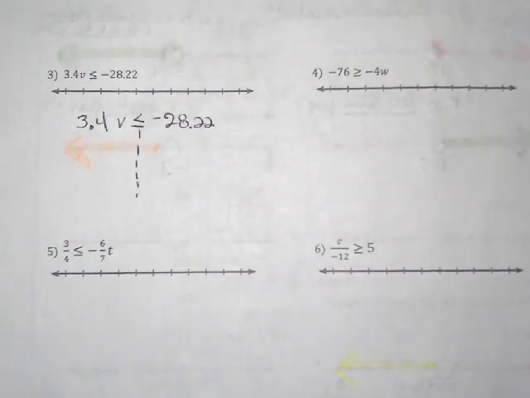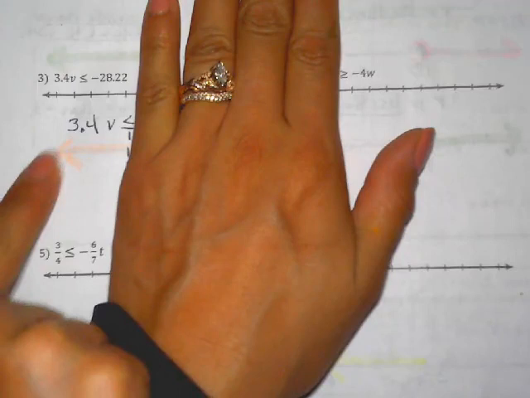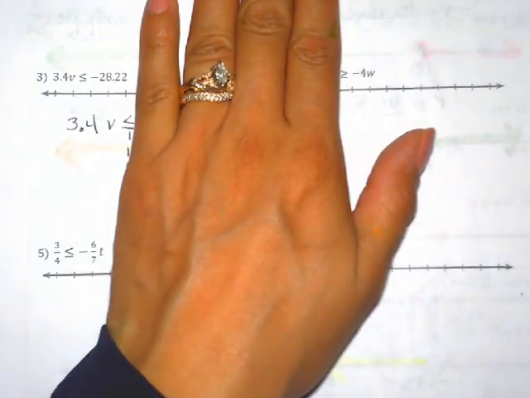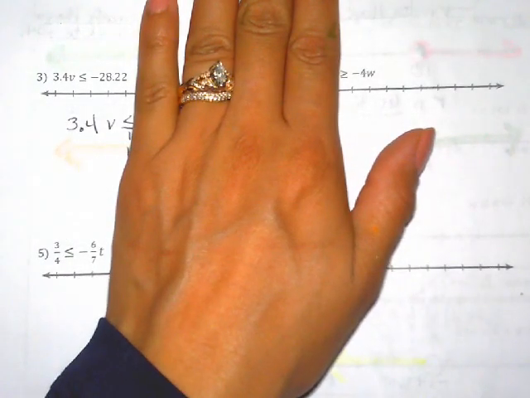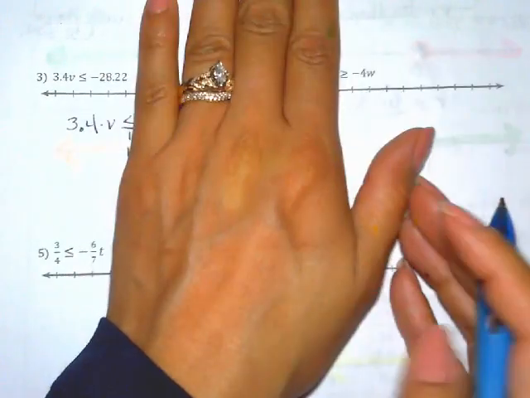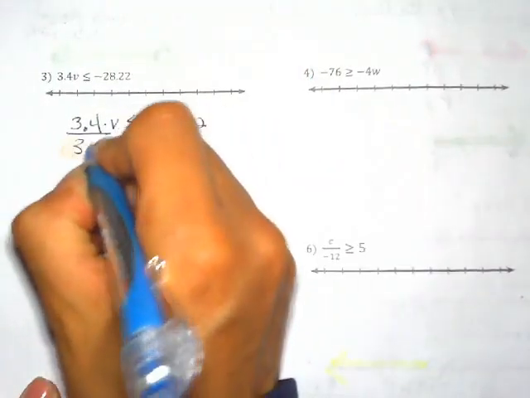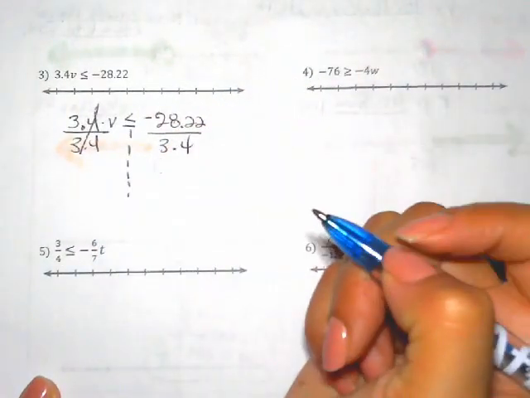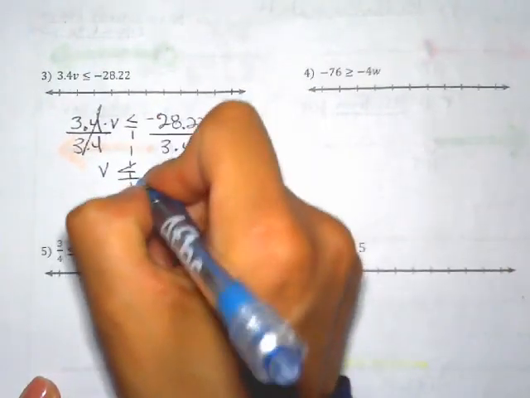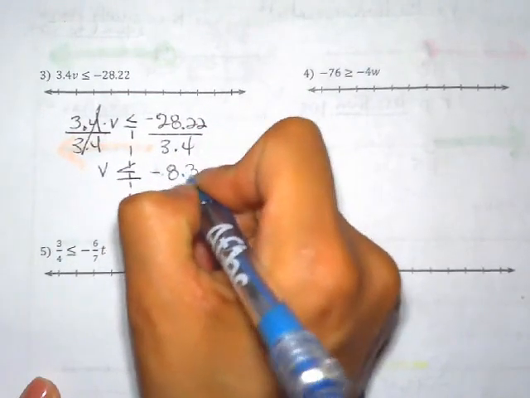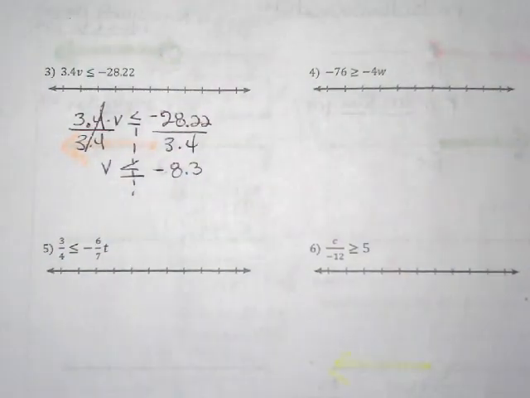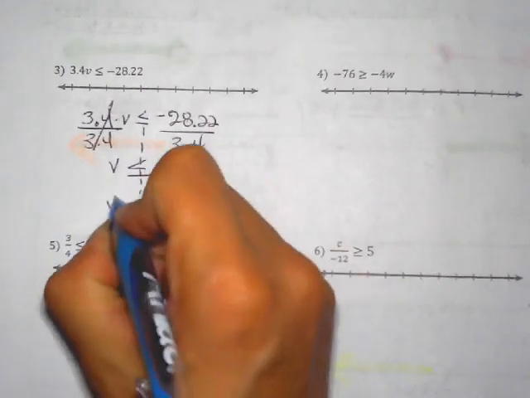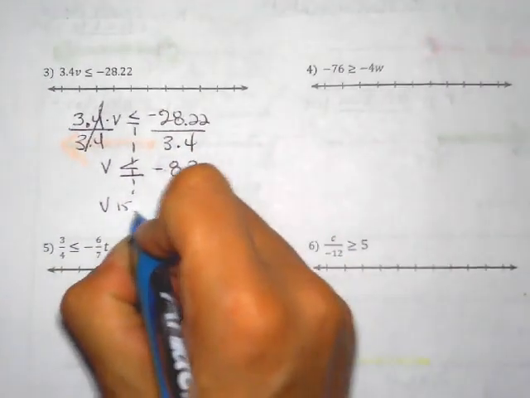If I want to get b by itself, that means I start on the left. What do we have to do? Very good. It is touching, that's multiplication, so the opposite is to divide by 3.4. If I divide on one side, I divide on the other. b is less than or equal to negative 8.3. So b is what then? Negative 8.3.